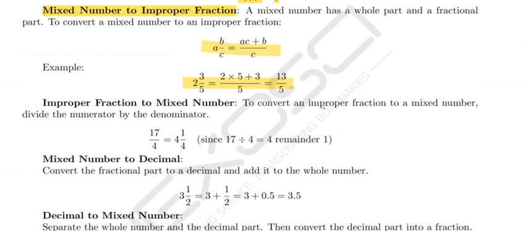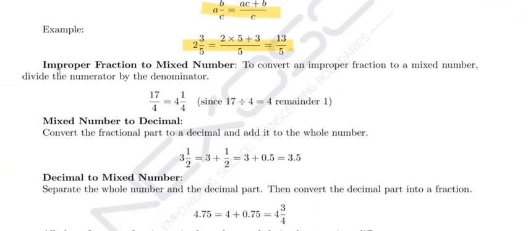To change an improper fraction into a mixed number, divide the numerator by the denominator. The quotient is the whole number part. The remainder becomes the new numerator, and the denominator stays the same. For example, 17/4 becomes 4 1/4.